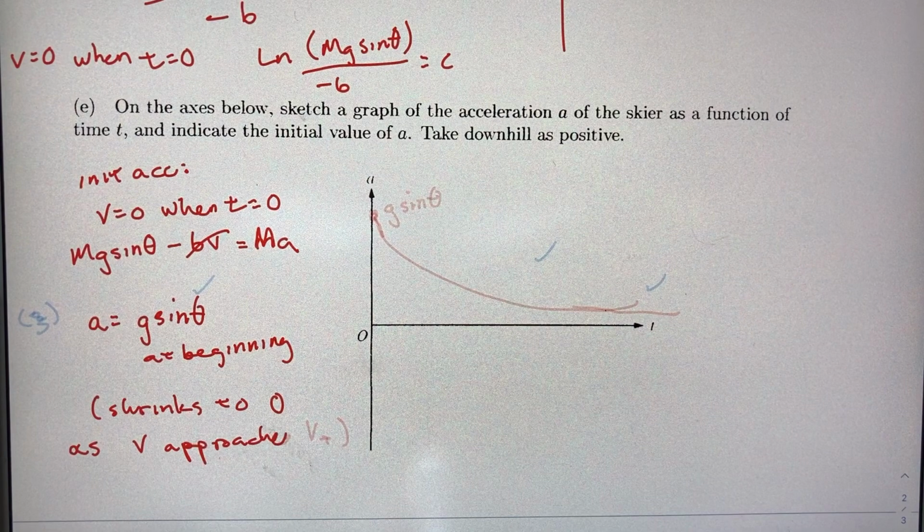Downhill as positive means start above the x-axis. Oops, don't make it curl up. Bad. Oh, don't let it bend back up again.